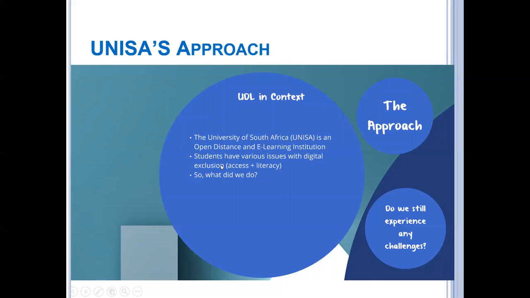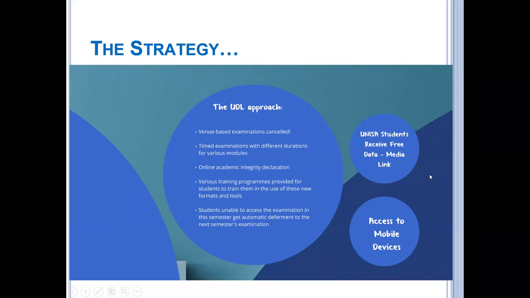Besides that, we have students that have various issues with digital exclusion in terms of access and literacy. And that's when UNISA created all these digital centers and access centers for students, but these are not accessible now due to the pandemic. So what did we do? So the strategy.